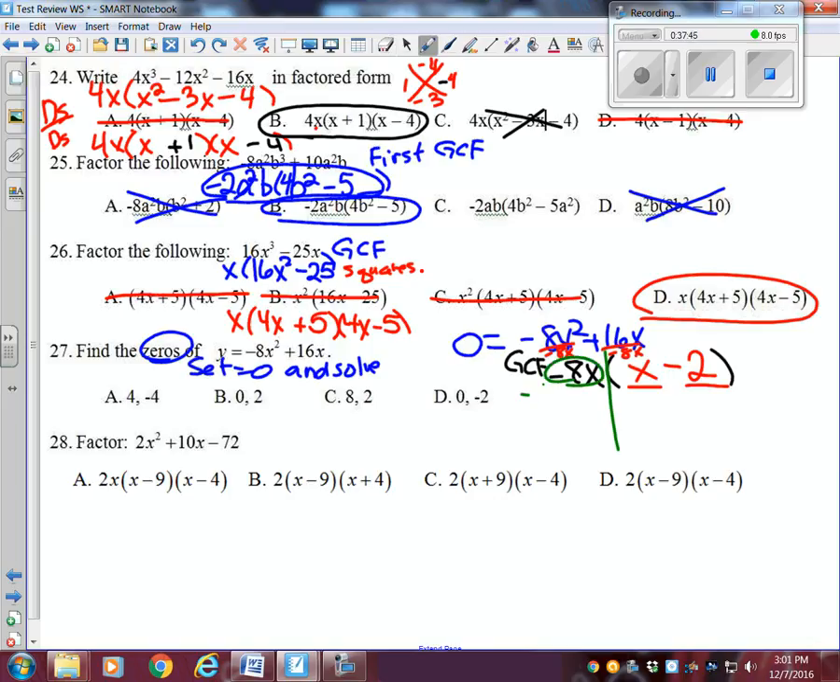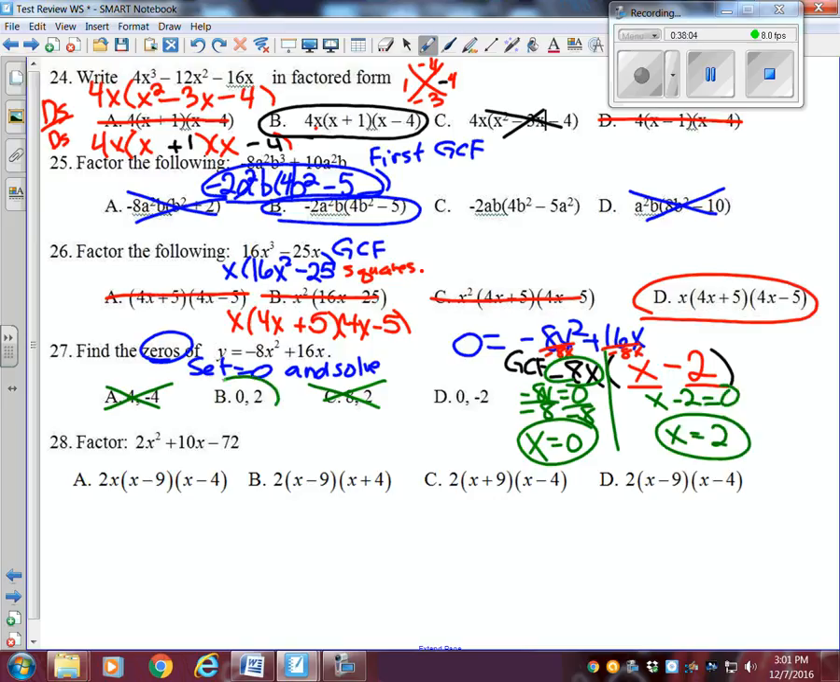So let's set negative 8x equal to 0. Even if you divide by negative 8, you find out x is just a 0. So one of the answers is 0. I know A is not right, and I know C is not right. The next parenthesis has x minus 2. Set that equal to 0, and we know the second answer is positive 2. Now I know my answer is 0 and positive 2.